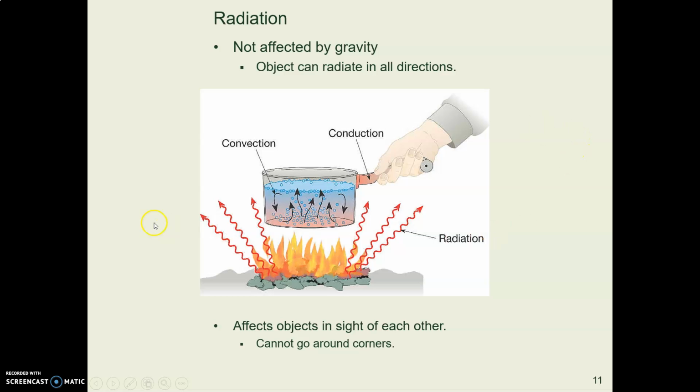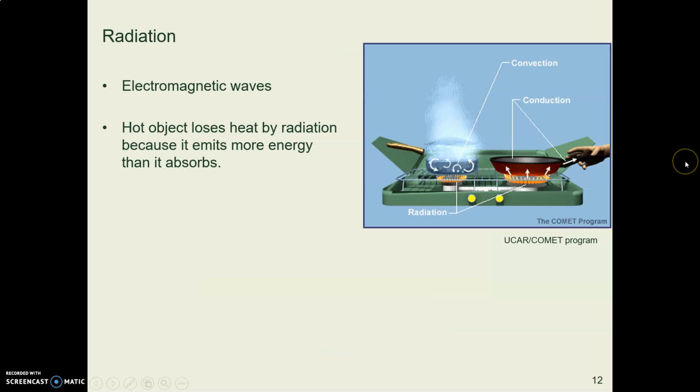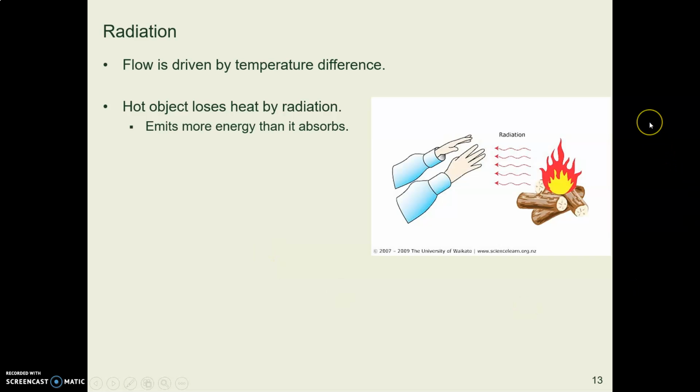An object can radiate in all directions, and let's say you're in a room with a wood stove, which has pollution problems, but it does emit radiation. The hot stove loses heat by radiating because the other objects in the room have lower energy, it has higher energy, and so those infrared waves go from the hot place to the cold place.